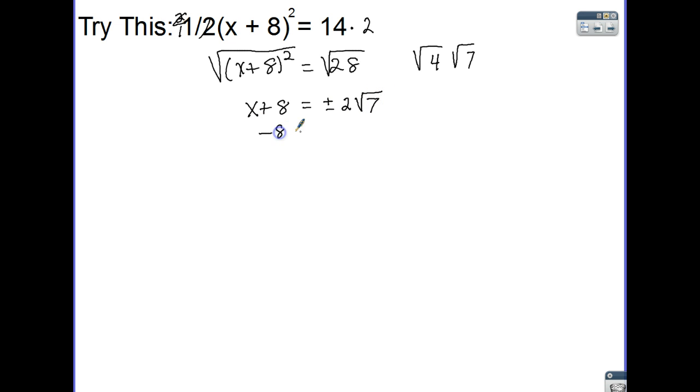And we subtract the 8 from both sides. We remember to put it up front. X is equal to negative 8 plus or minus 2 square root of 7. And that's our answer. Don't be tempted to add 2 and 8 here because 2 is connected to the square root of 7 by multiplication. You'd have to multiply before you could add or subtract, and since it's got a square root on it, that's going to keep us from doing that. And that is the answer.